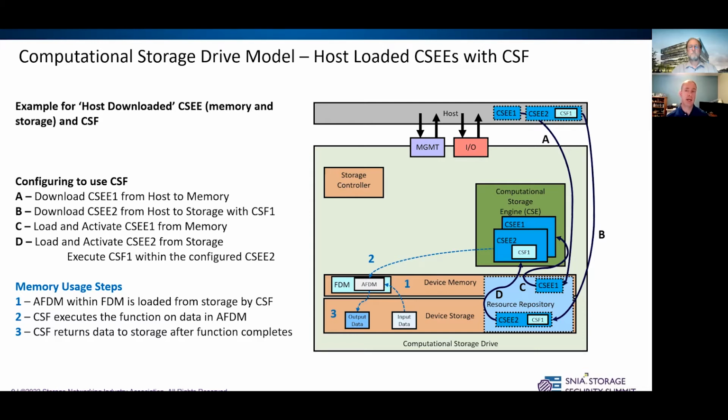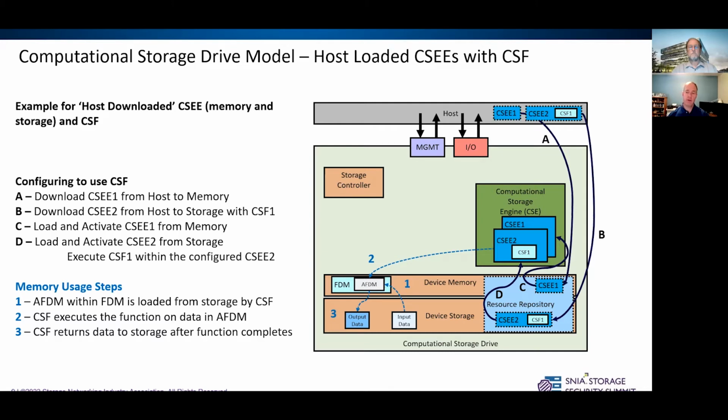So everything powers up, the host comes to life, and it downloads CSEE1 and CSEE2 from itself into the resource repository. And if we look at the diagram over on the right-hand side, you'll see arcs labeled A and B, and those are the two CSEEs that are being loaded into the computational storage resource repository. And you'll also notice that computational storage engine environment 2 happens to have computational storage function 1 contained within it. And we'll get to that a little bit more in a moment.